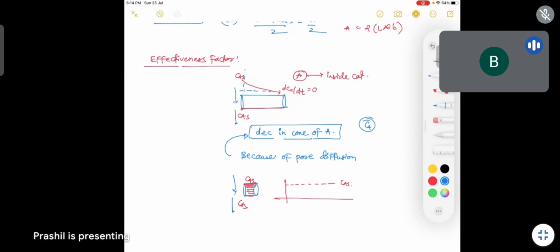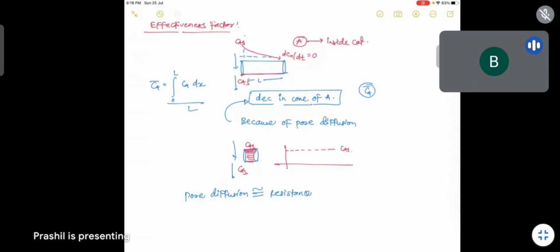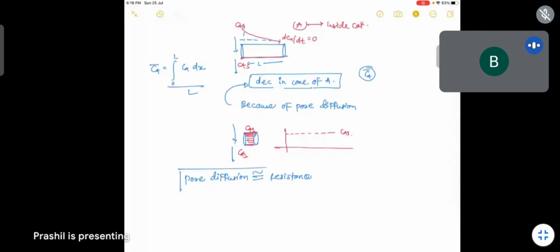Okay, so here you can see because of pore diffusion, there is decreasing concentration. So pore diffusion is basically acting as a resistance, right? It is equivalent to your resistance. Am I audible there? Hello? Okay. So you can see here pore diffusion is acting as a resistance, and because of which there is decreasing concentration. So if there is no pore diffusion, there is no resistance.